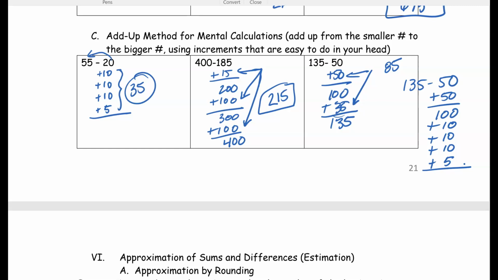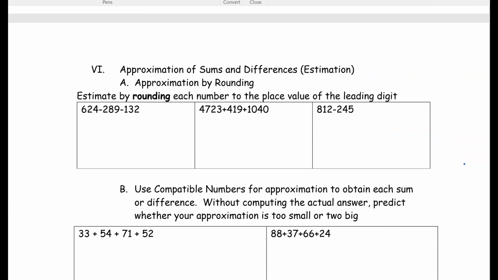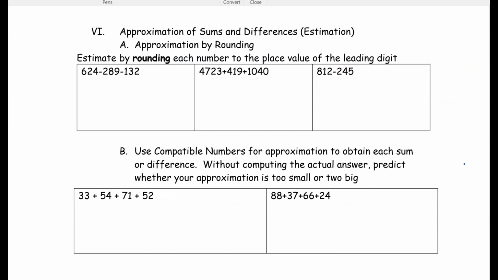Alrighty, so we're getting to the end here. So last page. So we're going to talk about approximation. So what we just did was not approximation. What we did, we got exact answers on that last page. We just used some tricks to get there. This page, we're going to talk about rounding so that we can make our mental math easier.